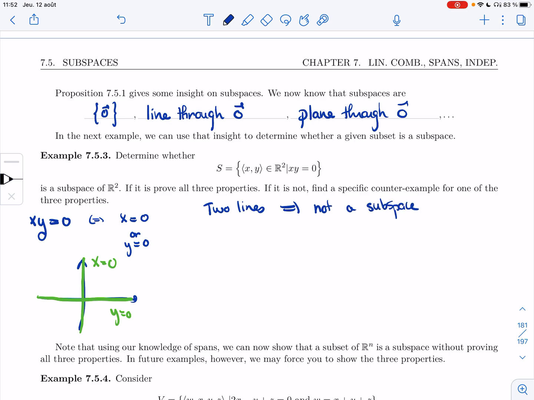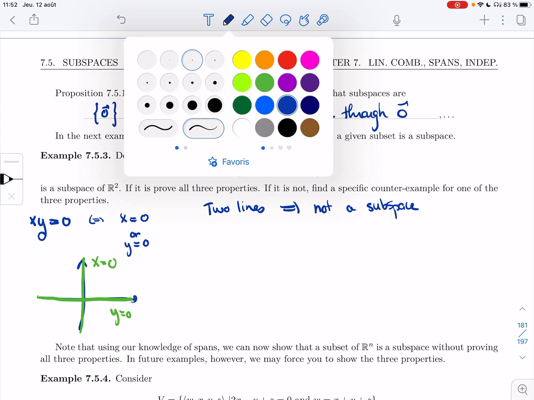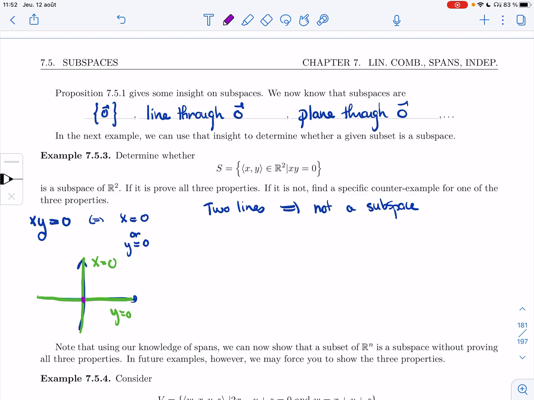And now I can try to figure out why it isn't. So let's look at these two lines. It contains 0. I have 0 here. If I take a vector and I stretch it, I'm still going to get a vector. So that third property would work. So it has to be the second property.